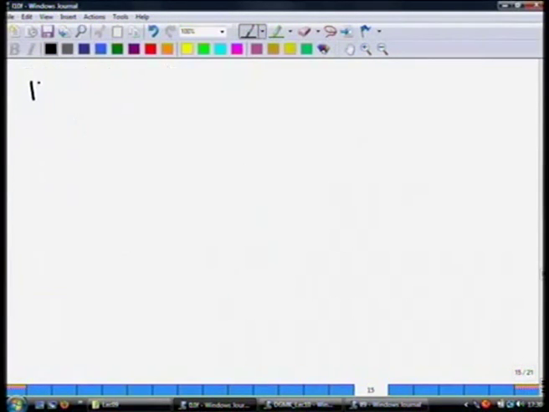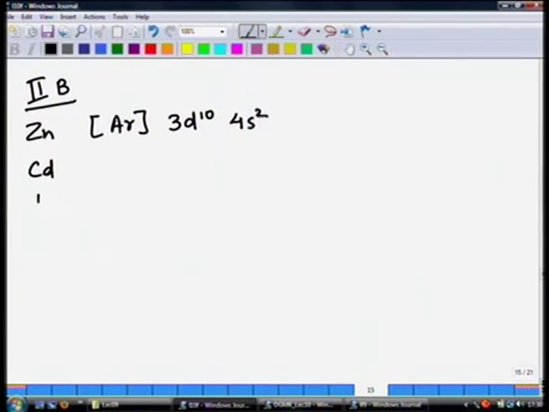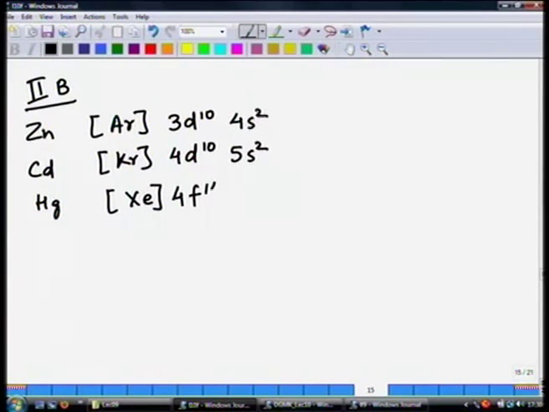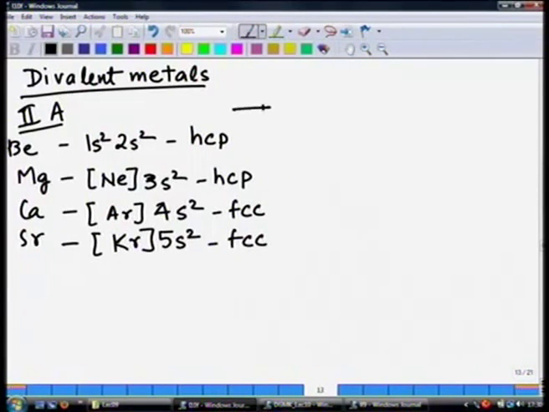If I take group 2B metals, which have d electrons also in there, so zinc, for example, argon configuration and then 3d10 and 4s2, or I take cadmium or mercury, where we talk of xenon here, and this is 4d10, 5s2, and 4f14, 5d10 and 6s2 is this configuration. Let us look at them one by one. Now what happens here?